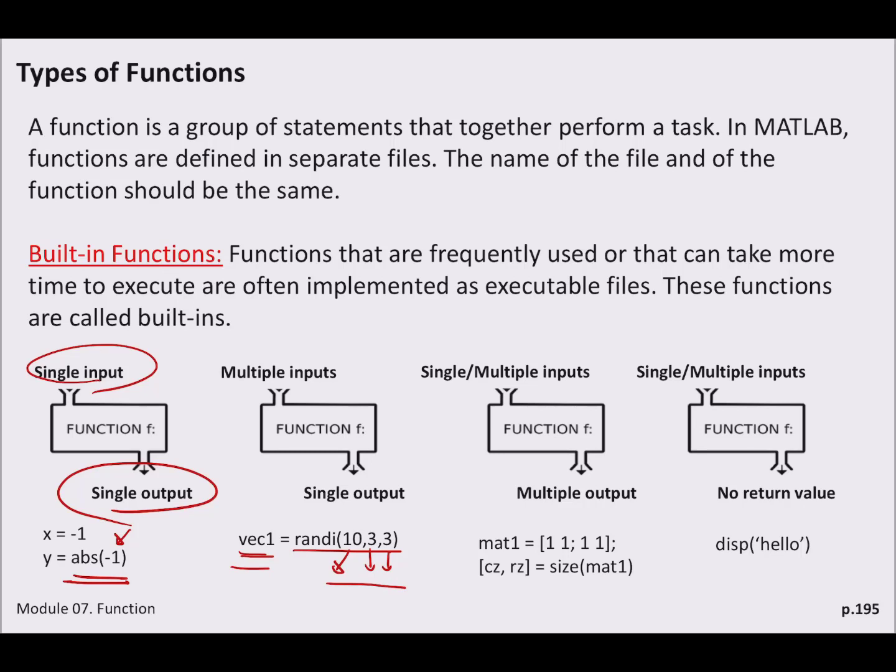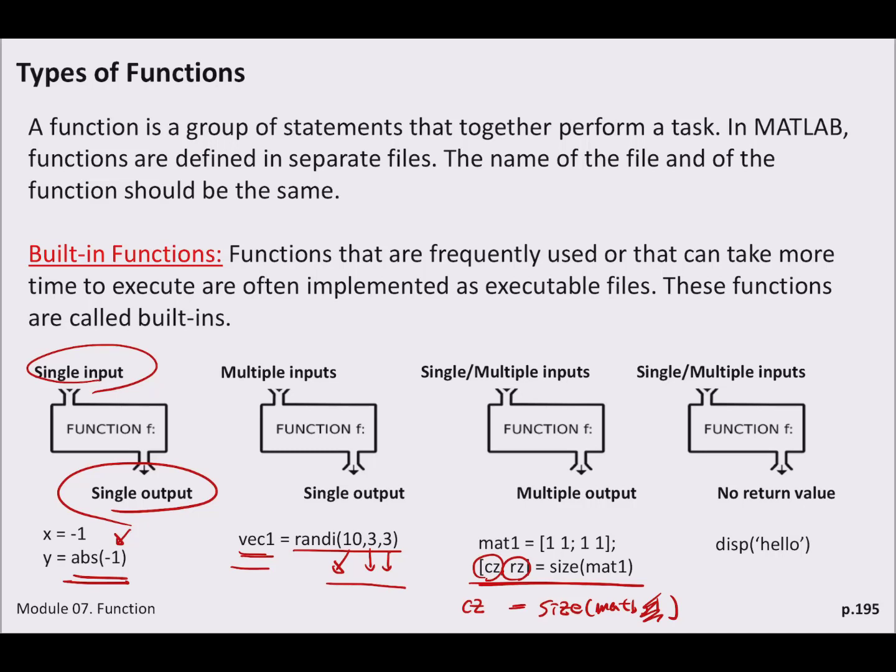But normally built-in functions support various forms like a single input and multiple outputs, or multiple inputs and multiple outputs. So like the size command, okay? If you only want to identify the column size, right? But if you go without the second argument, we can get the two dimensions, the first and the second dimension of the matrix.